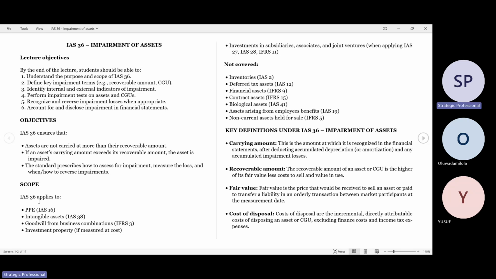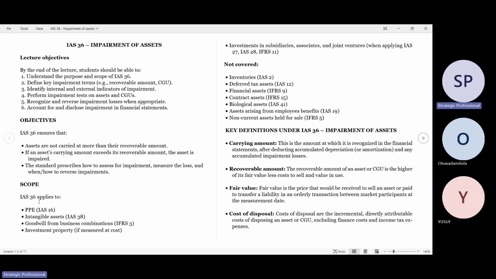Now, it is not all the assets that a company owns or controls that is covered by IAS 36. For instance, inventories, deferred tax assets, financial assets, assets arising from employee benefits, contract assets, non-current assets held for sale. These assets are not covered by IAS 36. And the major reason is that they have a separate standard that already addresses how these assets will be valued.